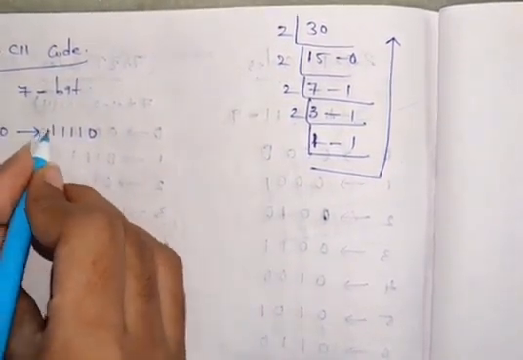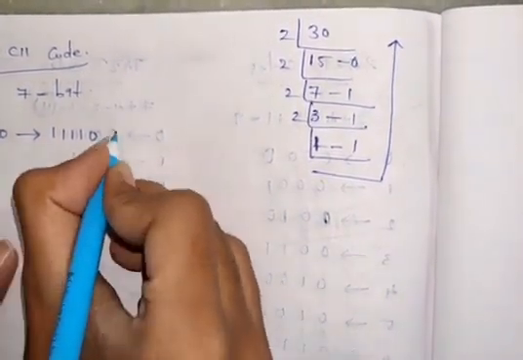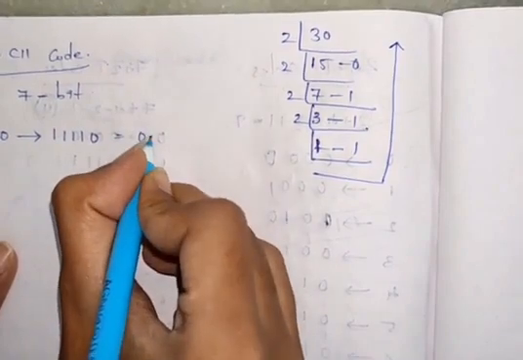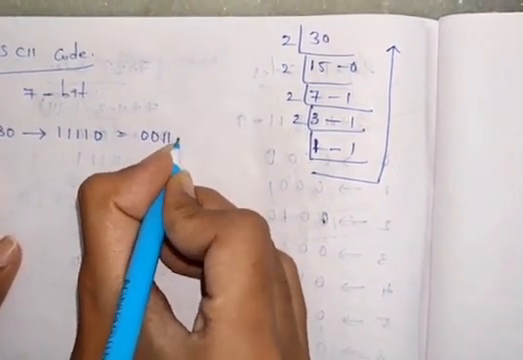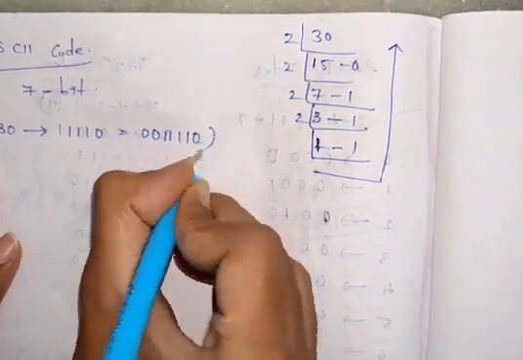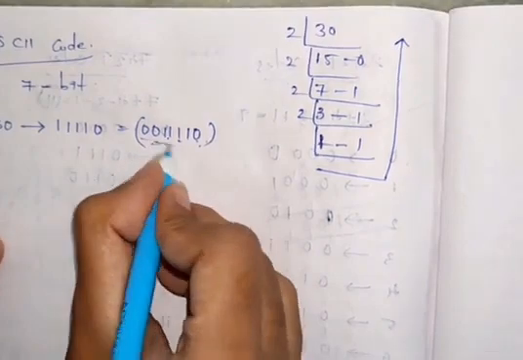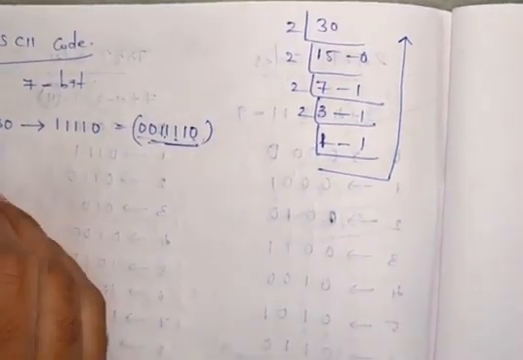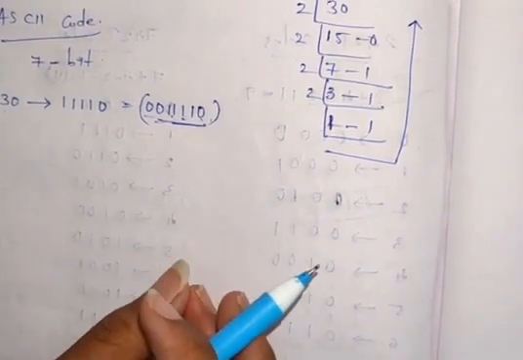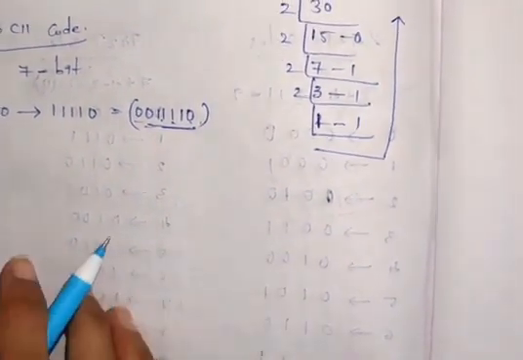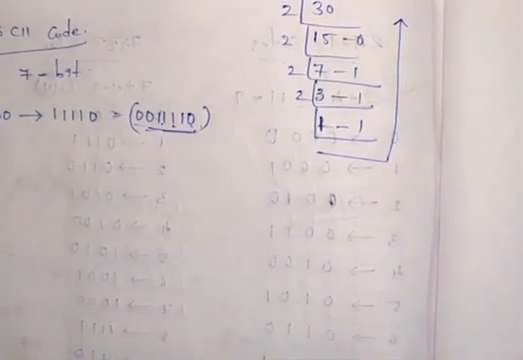Now we add zeros to the preceding binary. That is equals to 0, 0, 1, 1, 1, 1, 0. 1, 2, 3, 4, 1, 2, 3, 7 bits. This is binary representation of 30. Similarly, 31, 41, etc. everything can be represented by using ASCII code.